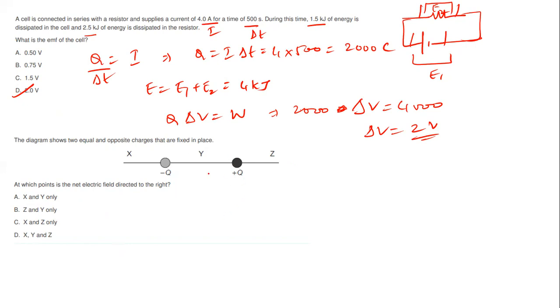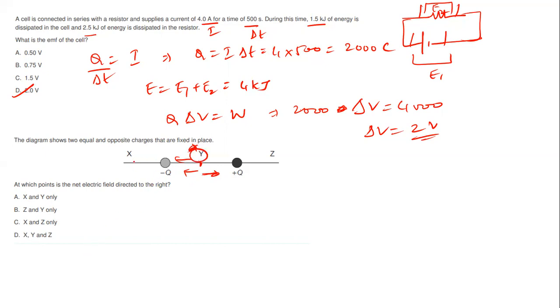The easiest way is, if I keep it here, what will happen? The net electric field will be like this. Then if I keep it at point Y, this is repelled away like this and attracted like this. So definitely the net electric field is in this direction. Therefore, it is definitely not Y. Let me encircle this.